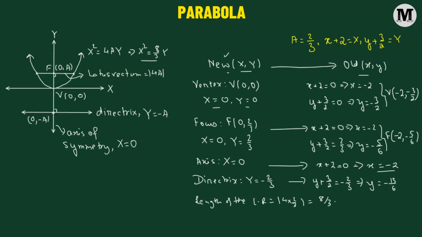So we have successfully obtained the coordinates of the vertex of the parabola. That's at negative 2 comma negative 3 over 2. Coordinates of the focus will be negative 2 comma negative 5 over 6. Equation of the axis of symmetry line is x equals negative 2. Then we have the equation of the directrix, that's y equals negative 13 over 6, and the length of the latus rectum will be 8 over 3 units.